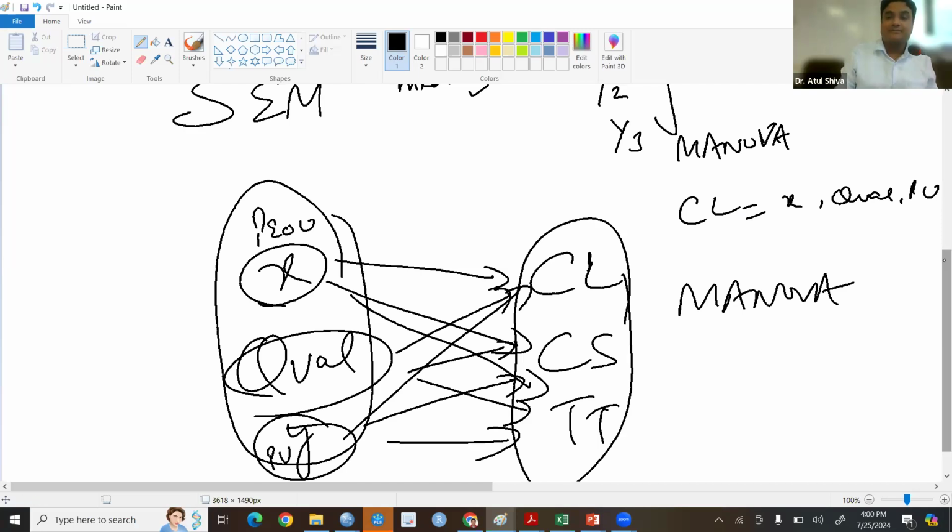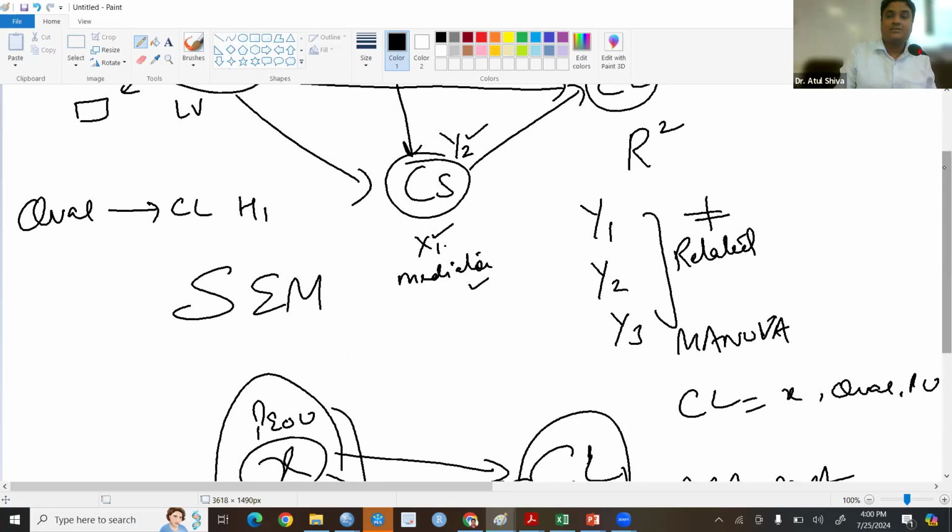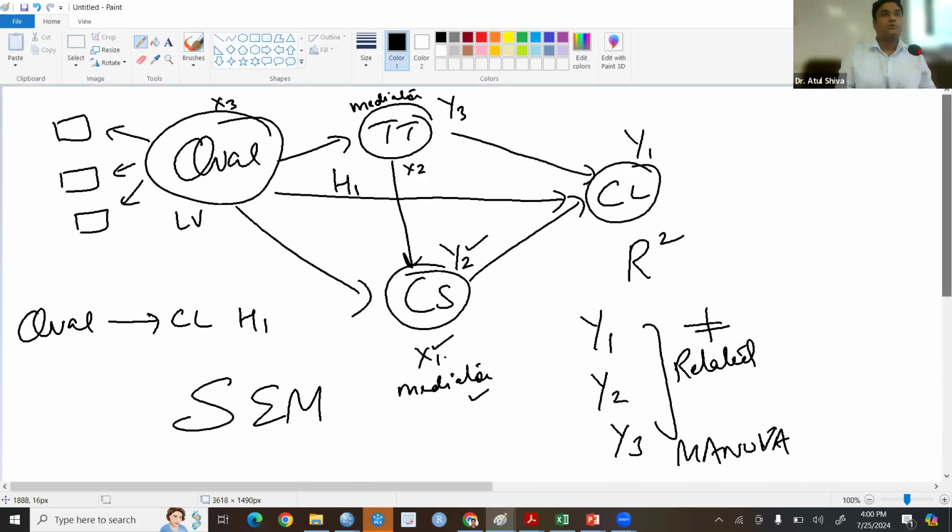आपस में रिलेटेड है, देन structural equation modeling. So tomorrow is your day for structural equation modeling.